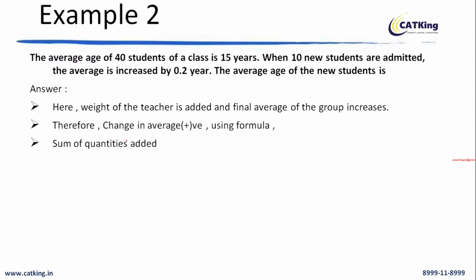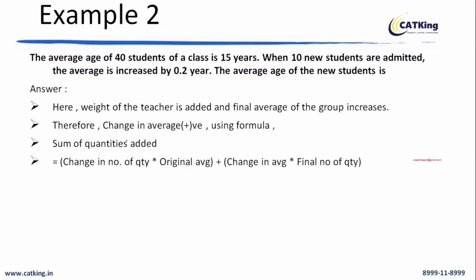Alright, so we'll use the change formula, and the sum of quantities added is equal to what? Change in number of quantity into original average plus change in average into final number of quantity. Okay, here it is written as change in the weight of the teacher. It is not teacher, it is students. Just make sure this is students. Alright, so this is the formula that we know, and then it is 10 into 15, correct? 10 into 15 plus 0.2 into 50.